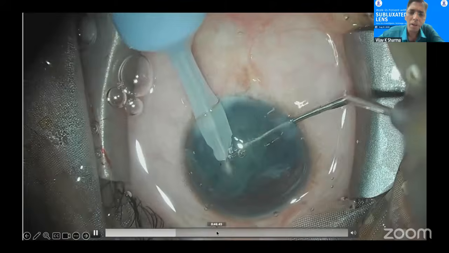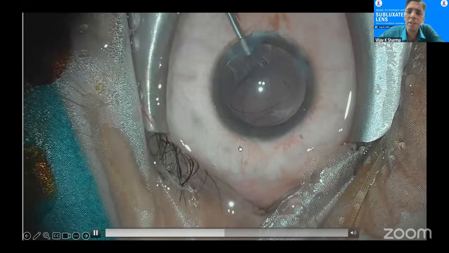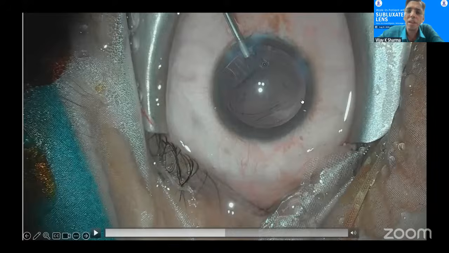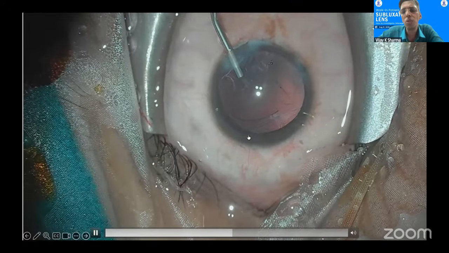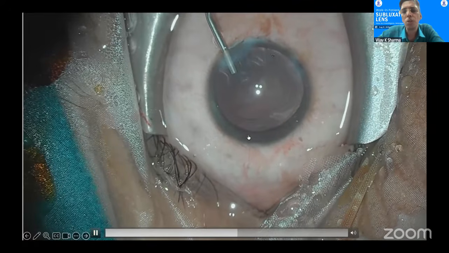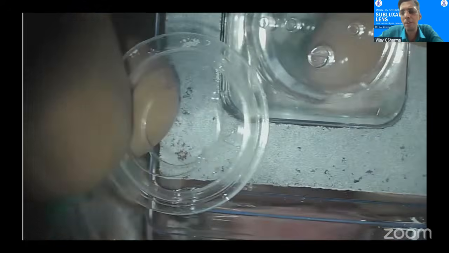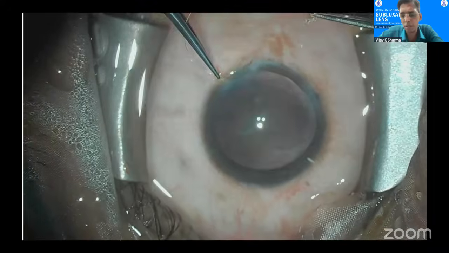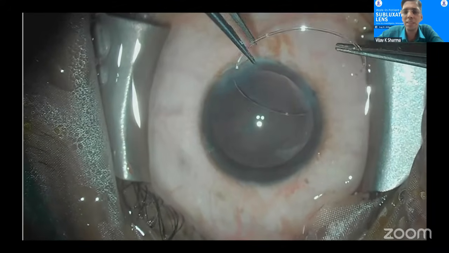Till that time, when we removed the lens, now you can see here that there is a zonular dehiscence, which is extending from say 2 o'clock to almost 5 o'clock position. So be careful, note it at the correct time, and you can insert the viscoelastic initially, and after that you can place a CTR.